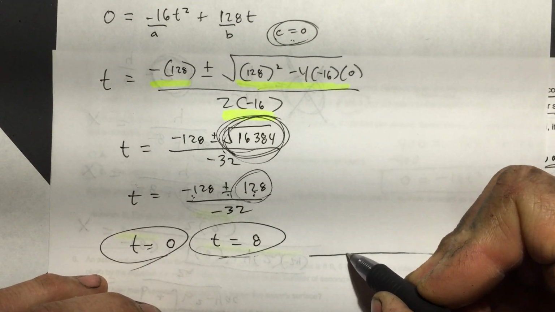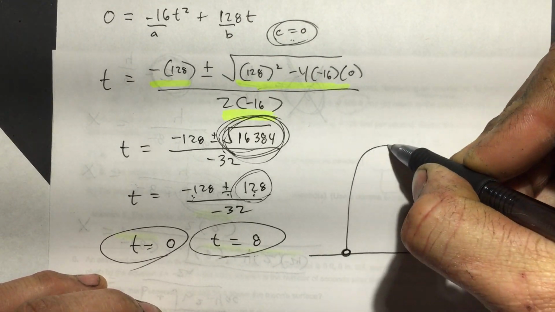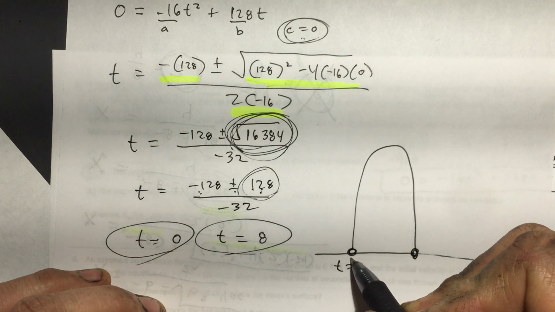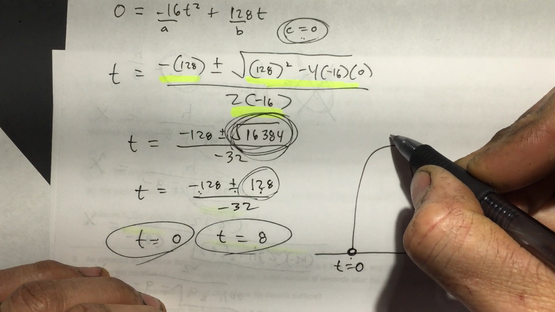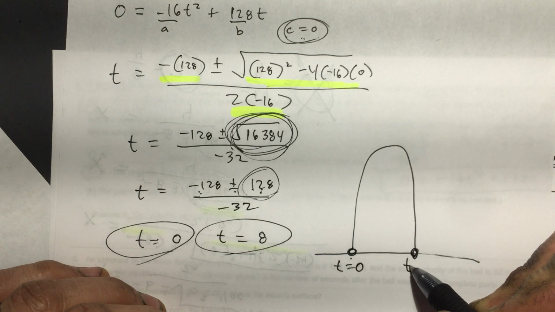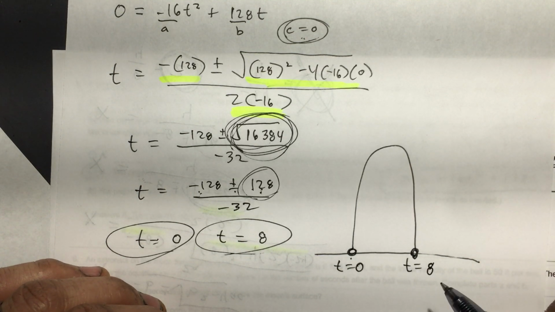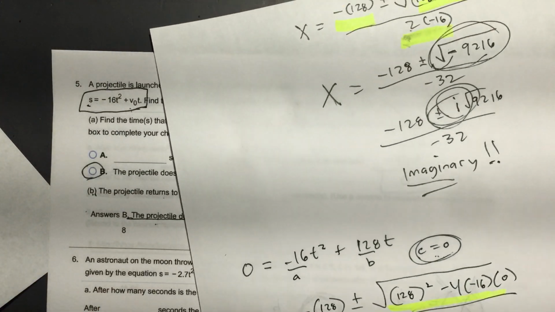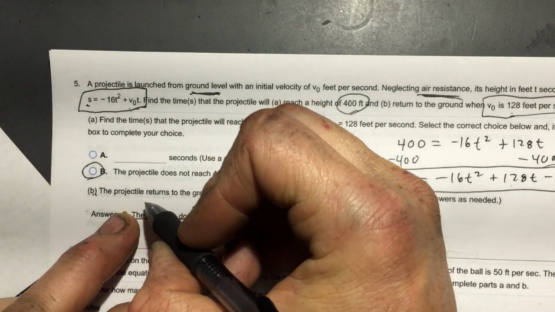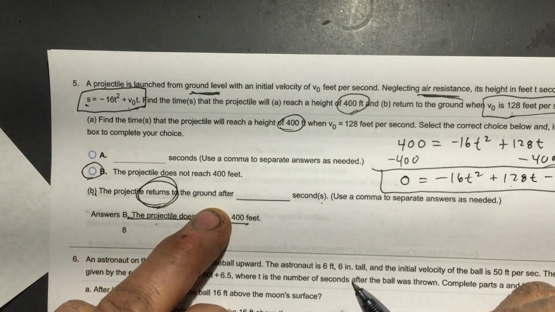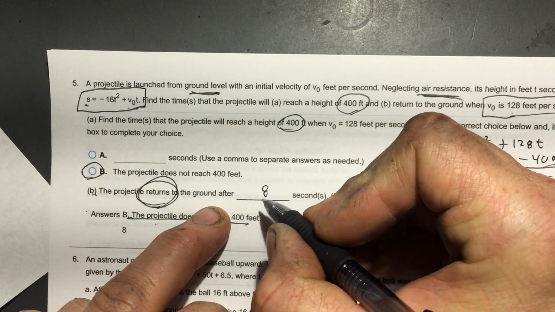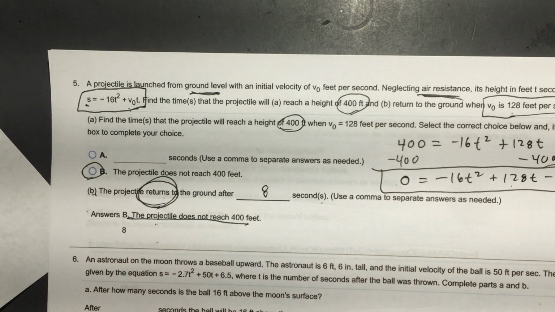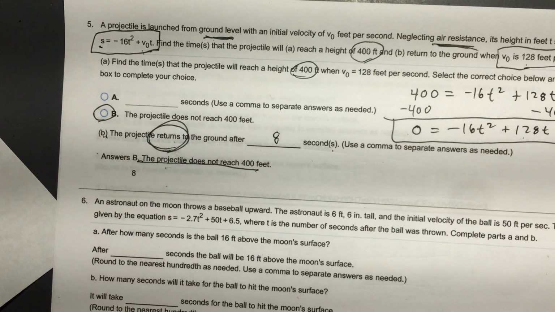So here's this projectile. It started on the ground, it goes up, it comes back down, and it hits the ground. So right here, this is t equals 0 right there. If it goes up and it comes back down, and right here, this is t equals 8. So in 8 seconds, it hits the ground. Now, what's the question asking? It returns to the ground after 8 seconds. So the answer is 8. It returns to the ground in 8 seconds. Okay.